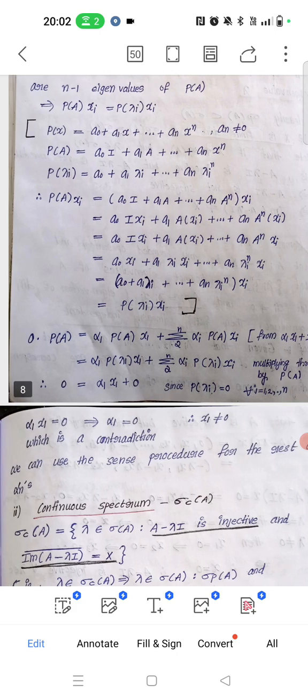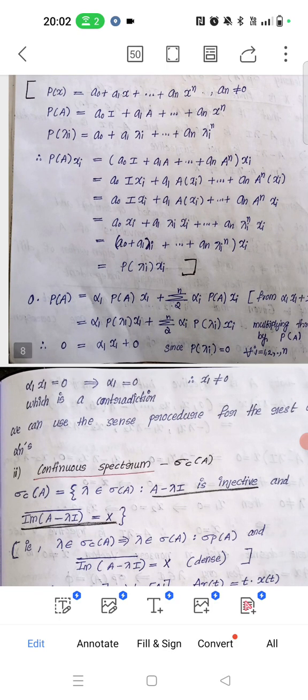Just substitute that value and multiply p of A with all these quantities, distribute using distributive law. So you get alpha 1 p of A into x1 plus sigma 2 to n alpha i p of A into xi. Just substitute the above value p of lambda into xi here. So alpha 1 into p of lambda 1 x1 plus sigma 2 to n alpha i into p of lambda i xi. This means 0 equal to alpha 1 x1, but you know x1 not equal to 0 implies alpha 1 is equal to 0, which is a contradiction.